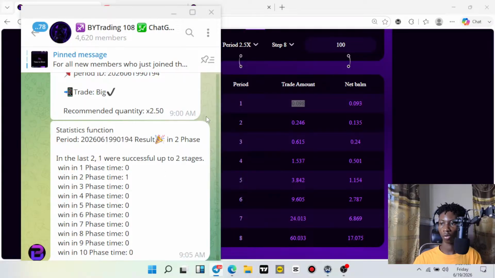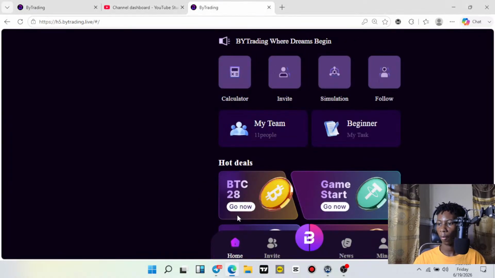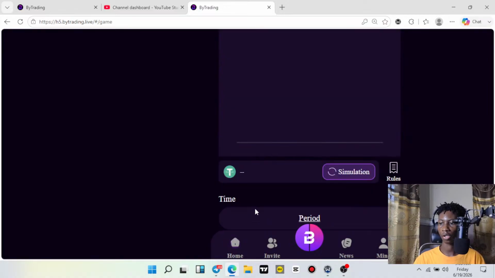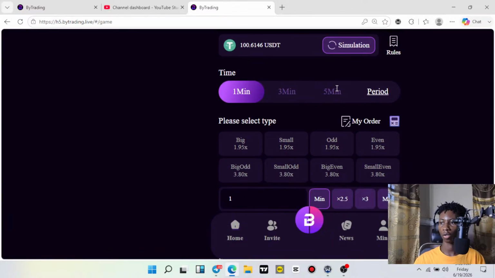So I just have to go to their Telegram community, and I'm going to copy the trades which they will be dropping. This time around on the 5 minutes, they told us to go with big, you guys can see, and this is the period ID. You should always take note of this period ID. I just have to come back to this section and click on BTC28. It's not Ethereum. We will be trading on the BTC28, and take note, it's on the 5 minutes and not on the 1 minute.